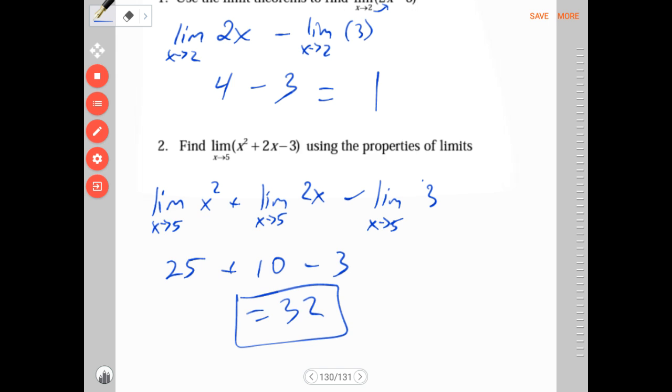Now, until these get harder, guys, really what I want you to do is just substitute straight in. It will become apparent when you need to break these up like these. And that's not right now.